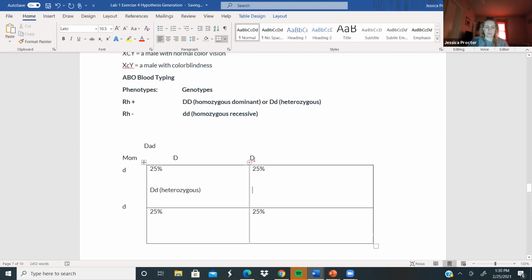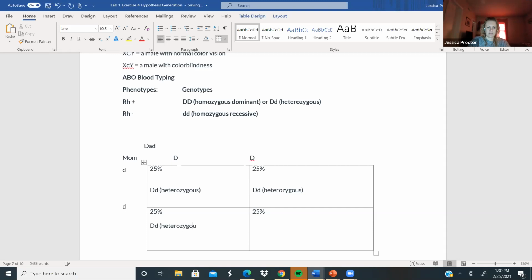And then here in this box we're going to take one from here and one from here. So we have another heterozygous child. And then here in this box we're going to take one from here and one from here. So we have another heterozygous child. And then here in this box, we're going to take one from here and one from here. So we end up with another heterozygous child.